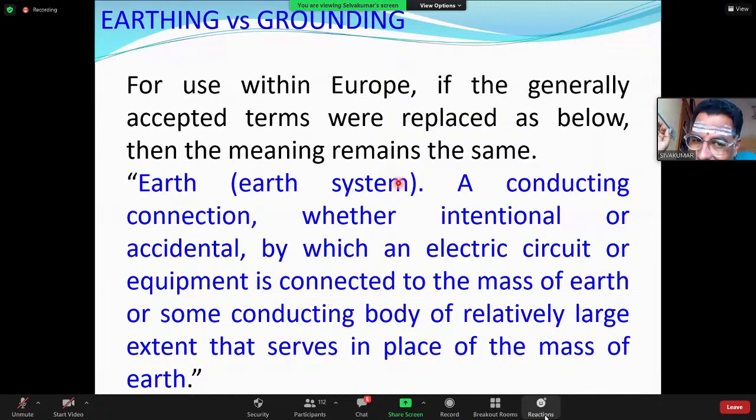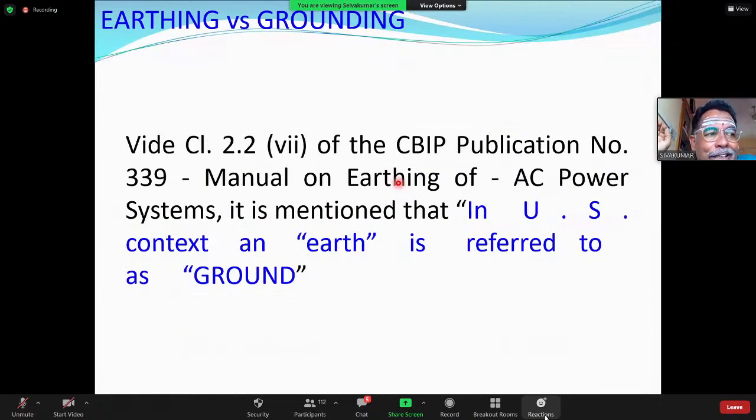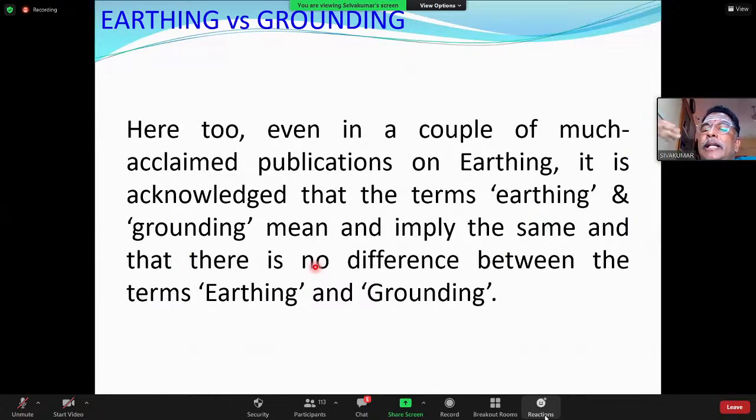Then there is a very popular publication in India from CBIP, Central Board of Irrigation and Power. They have brought out a publication, Manual on Earthing of AC Power Systems, publication number 339. In that, it is clearly mentioned that the term earth in the US is referred to as ground. Except for the geographical difference, the meaning is the same. Even in couple of much acclaimed publications like the CDA publication and the CBIP publication, it is acknowledged that the terms earthing and grounding mean and imply the same, and that there is no difference between them.